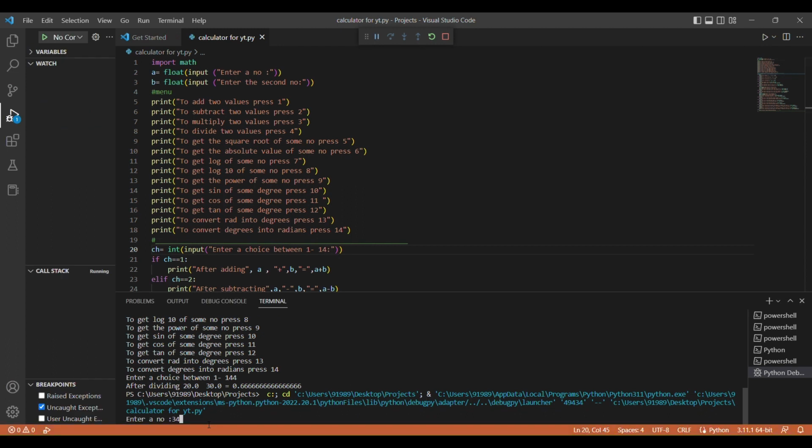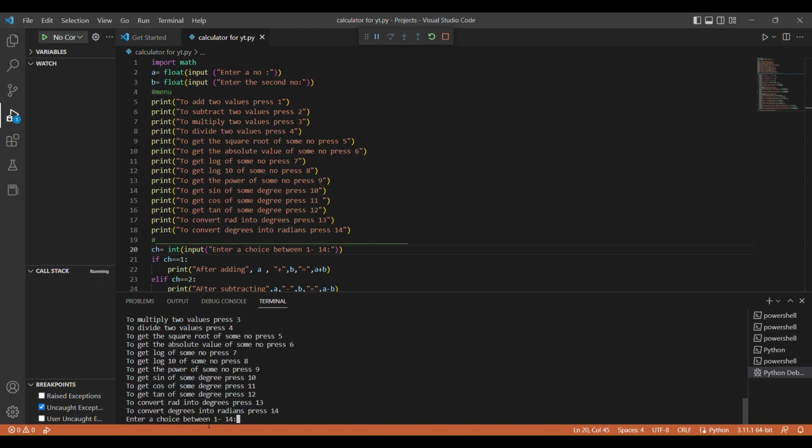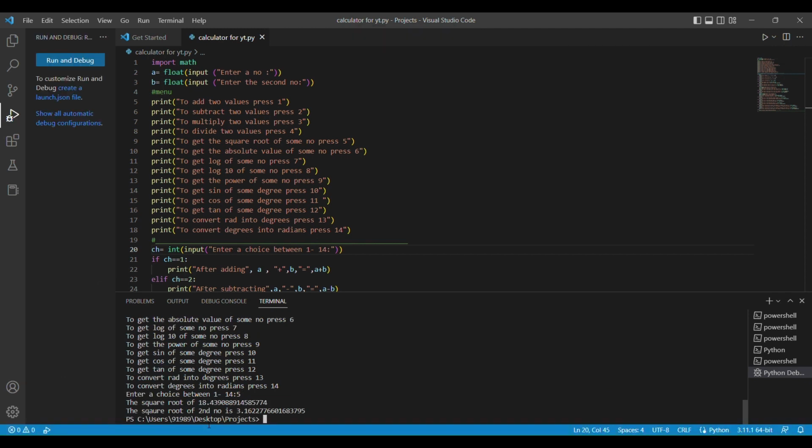Enter a number. Okay. We will write 340. Then we will write 10. Now we will say to get the absolute value. No. We will say to get the output, the square root. So the square root of the first number is 18.439. You can see that the math module is so accurate that it is giving the value that is given by the calculator.